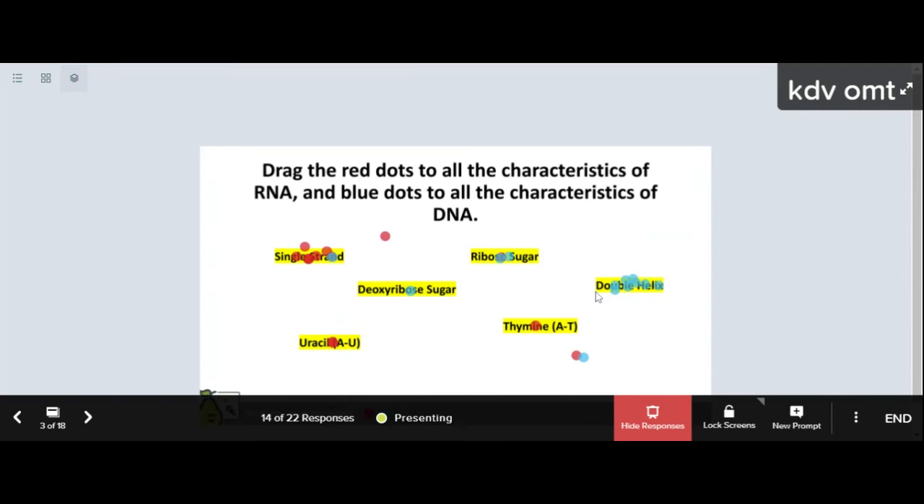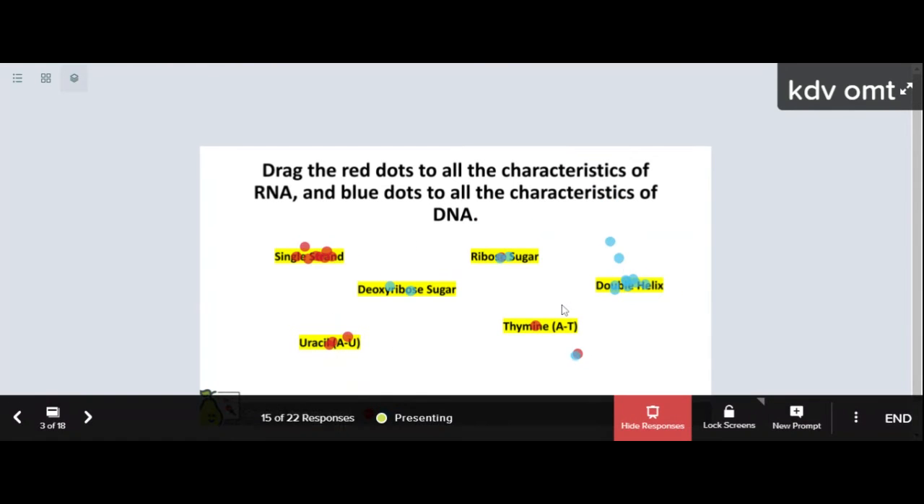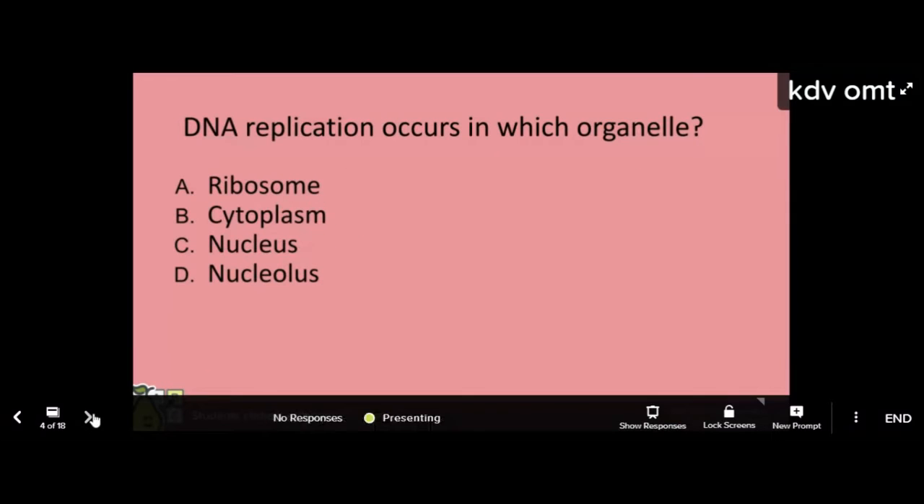Oh, there's only one dot for each kid. It's okay because we have multiple ones for different people. Well, I mean, you're getting them right. So single-stranded, uracil, and ribose sugar. Get those blues away. The blues should not be on the right. And this red should not be here. Right. We got those wrong. So single-stranded, uracil, and ribose should all be red. Deoxyribose, thymine, and double helix should all be blue. All right, thanks for sharing the work on that, guys. That's well done. Nice job.